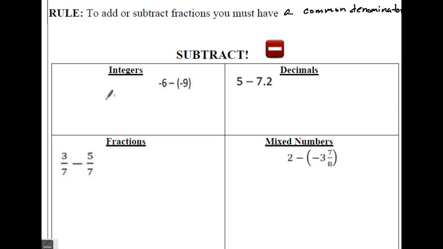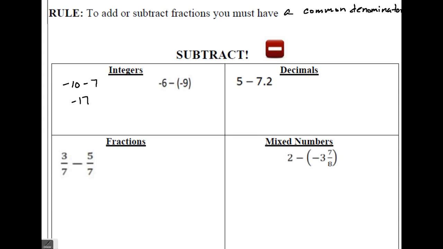Okay, so let's look at some examples. So we're going to start with integers. So let's try the following. Alright, so here you have negative 10 minus 7. So you have this scenario where you owe somebody $10 and you owe another person $7, which means that combined, you owe them $17.